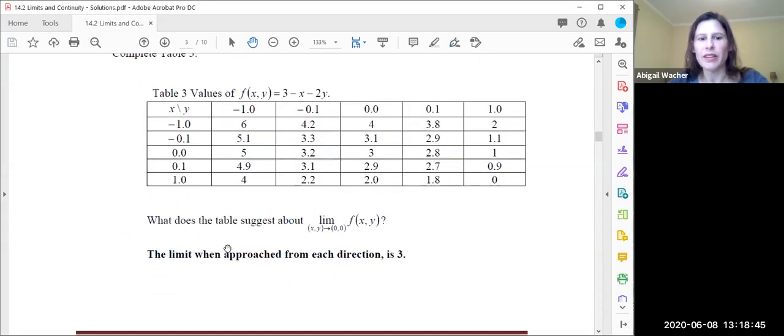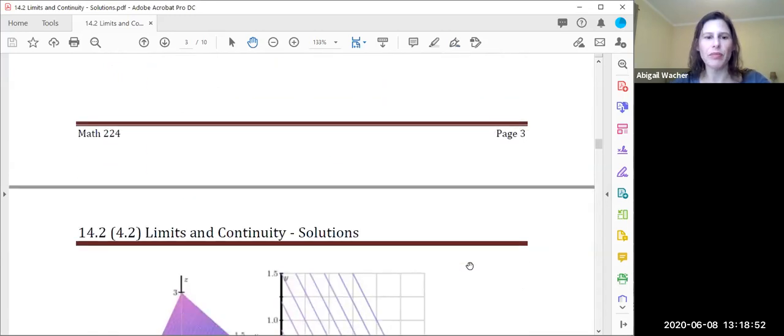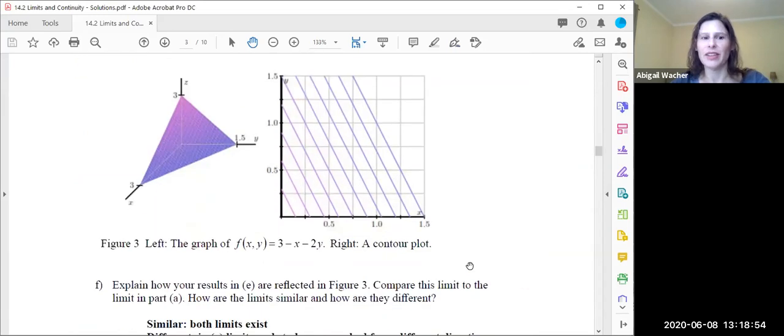So the limit, or that's what we're thinking, when approached from each direction is 3. Now let's look at a picture. On the left is the graph of f of x, y equals 3 minus x minus 2. You can graph your own functions in 3 dimensions using any online grapher, and I'll do that in a little bit with one that I found a little cumbersome to look at. And then on the right is what we call the contour plot.